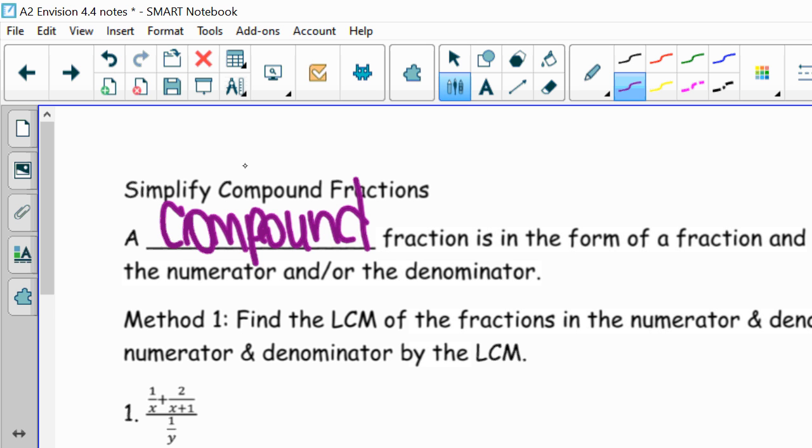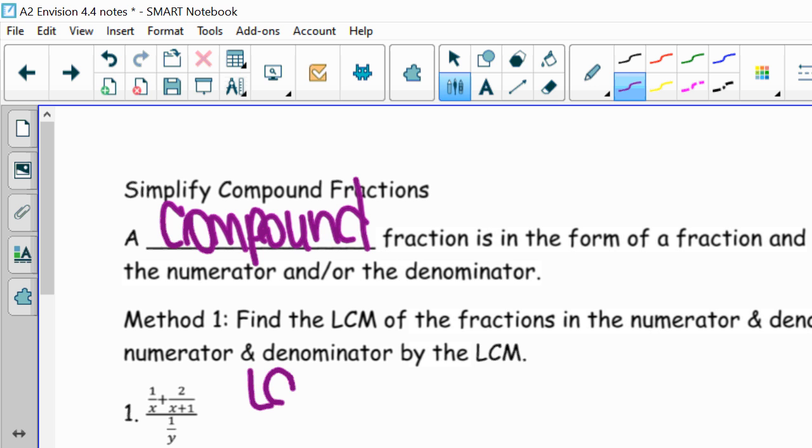There are two different methods to simplify compound fractions. I will show you both methods here with the exact same problem, and then after that you get to choose which method you want to use. Okay? All right, so now method number one, you would find the LCM of the fractions in the numerator and the denominator. Okay, so on top, number one, it says 1 over x plus 2 over x plus 1, all of that over 1 divided by y.